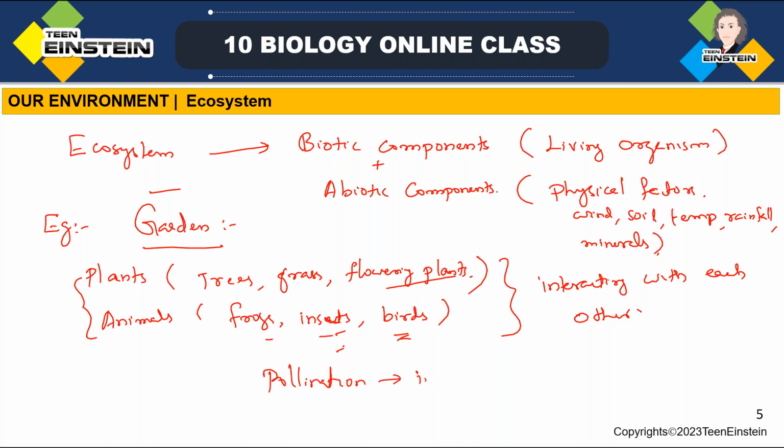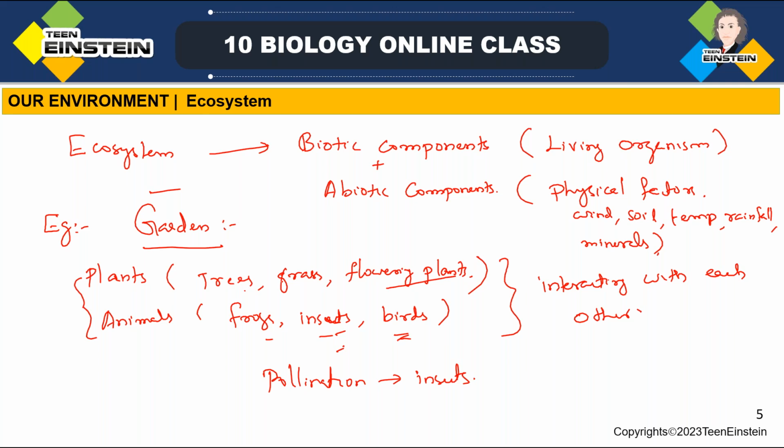Pollination with the help of insects. And even some other plants like fruit-bearing trees will be there. With the help of birds, pollination is also taking place, right? So all these are helping each other and they are maintaining a balance, right?